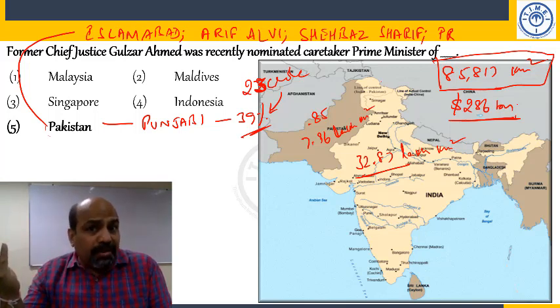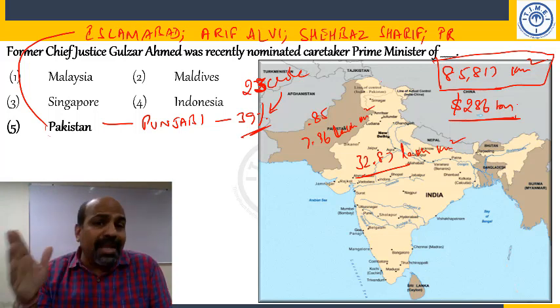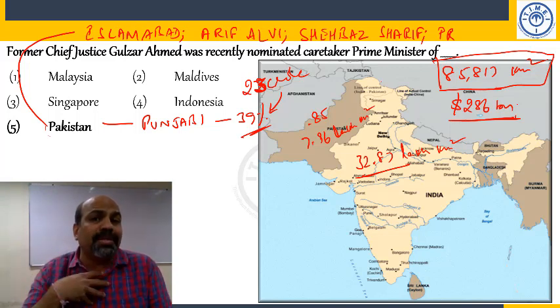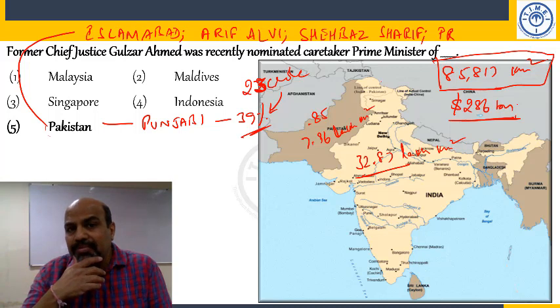We haven't occupied anyone's territory till date, but Pakistan has occupied about 85,817 square kilometers of Indian territory. And this happened in 1947-48, okay?